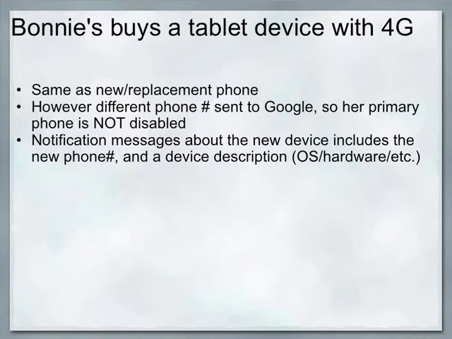Of course, that is for replacing a phone. The user might choose to buy an additional phone, or maybe buy a tablet with a 3G, 4G connection, from the carrier. In this case, there is a unique phone number associated with that device, so a different phone number gets sent to Google. So Google wouldn't turn off her old device, but again, a notification of the new device would be sent to the user's account, including, generally speaking, information that could be collected from the carrier or from the software on the device about the operating system, hardware of the device, other things that might give the user hints about what device it is.